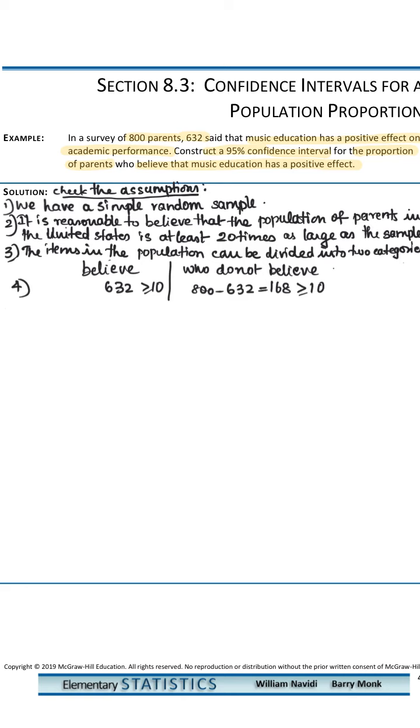Here we have a simple random sample, and it is reasonable to believe that the population of parents in United States is at least 20 times as large as the sample. There are two categories: those who believe that music education has a positive effect and those who do not believe. And there are 632 parents who believe that music education has positive effect and 168 who do not. So there are 10 or more items in each category. So the assumptions are met.